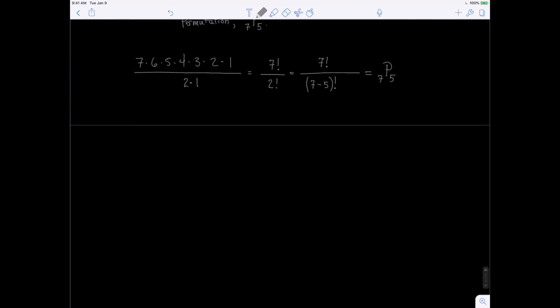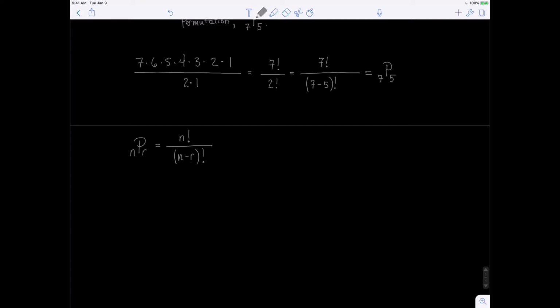And the formula is this. In general, we say n permuted r is equal to n factorial divided by n minus r factorial.